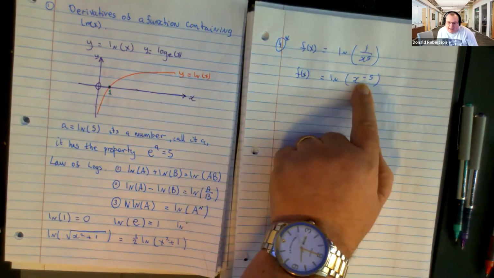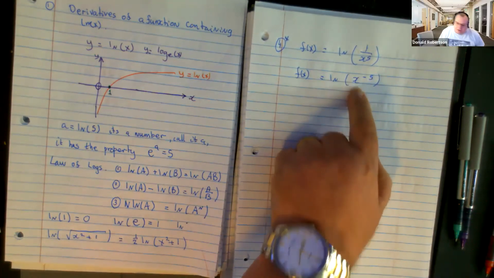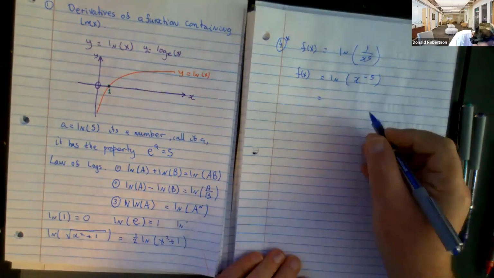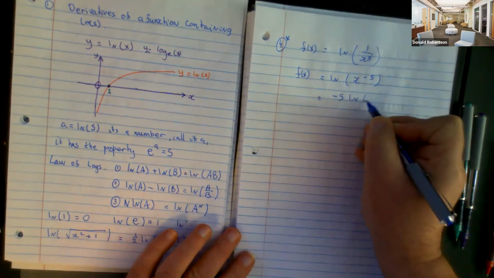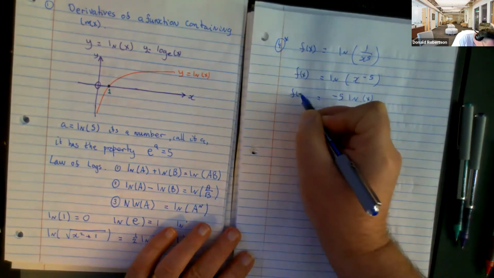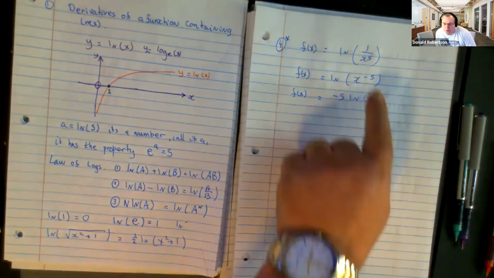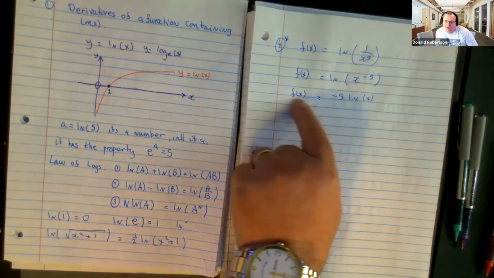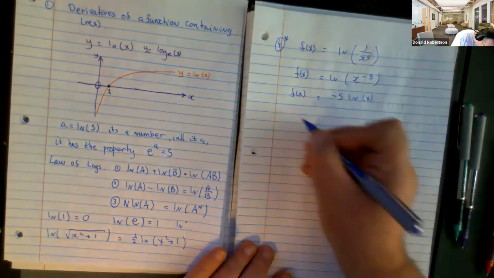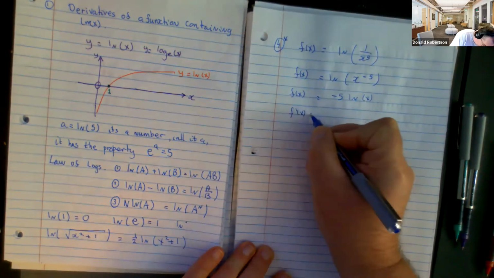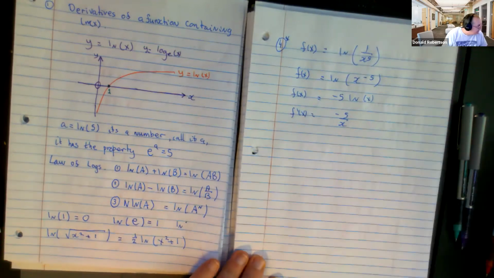Isn't this like a to the power of n? Oh yeah, so it's going to be n times. Now that I've rewritten it like this, so we had to do a bit of work up front, but now I've rewritten the function, isn't this going to be quite easy to differentiate? And its derivative is -5 over x. That's the end of that question.